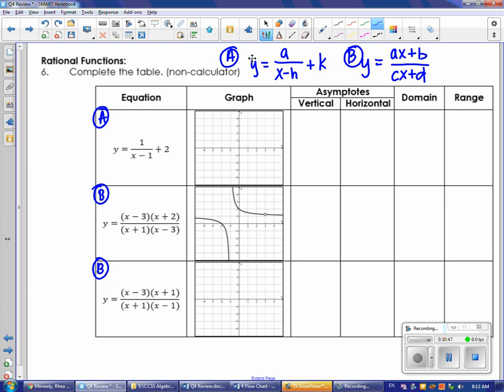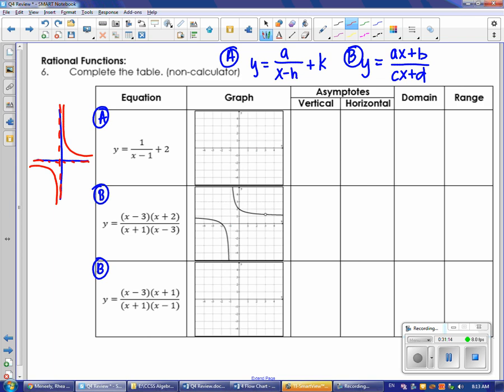And if you remember the parent function for a rational function, we have asymptotes at x equals 0 and y equals 0. And the graph itself is just two sections of a curve in the first and third quadrants. So if my A value was negative, I would just reflect that whole graph. And so therefore the two sections would then be in the second and the fourth quadrant.